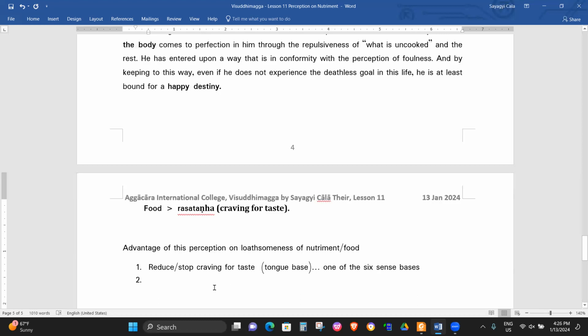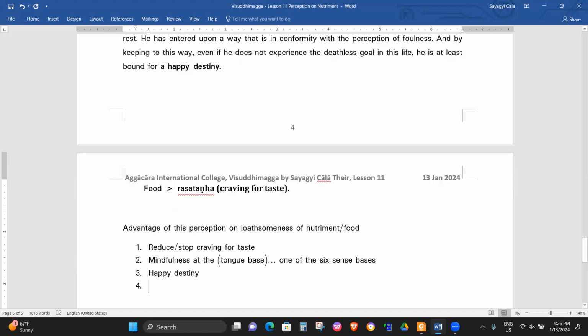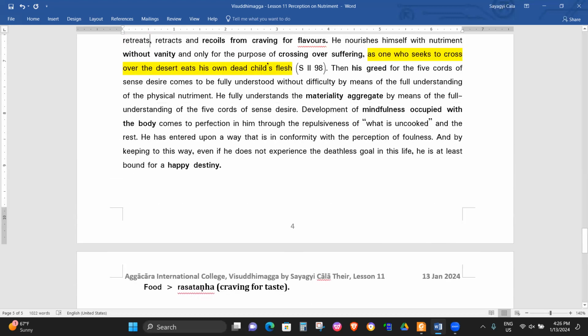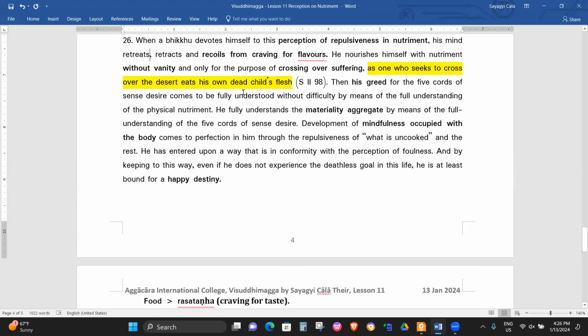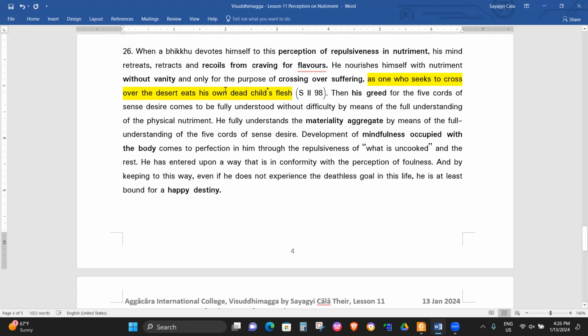So this means being mindful at the tongue base. Mindfulness at the tongue base. And also you can get a happy destiny. And then you build the mindfulness of the body. So you all should remember this one. There are a lot of similes in Buddhism. If you read this one, you might get frightened. But the child had already passed away.